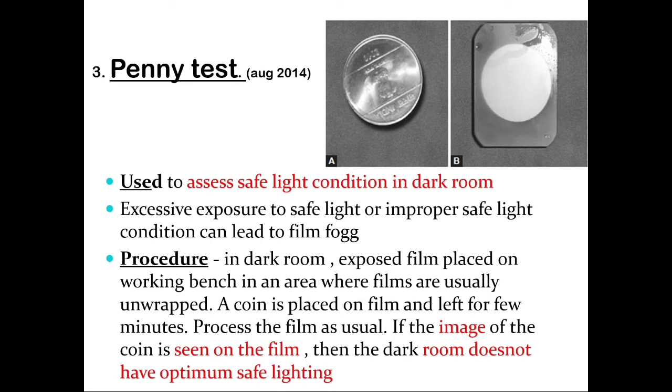Then the next question that can be asked for short notes is the penny coin test. The penny coin test is nothing other than a test of the safe light condition in the darkroom. What we do is place the film in the darkroom with a coin over it, left for a few minutes, and then in the darkroom setup itself, we process that film. If you see the coin image on the processed film, then it indicates that there is no optimum safe lighting in that darkroom. So that is how we assess the safe light condition in the darkroom setup.